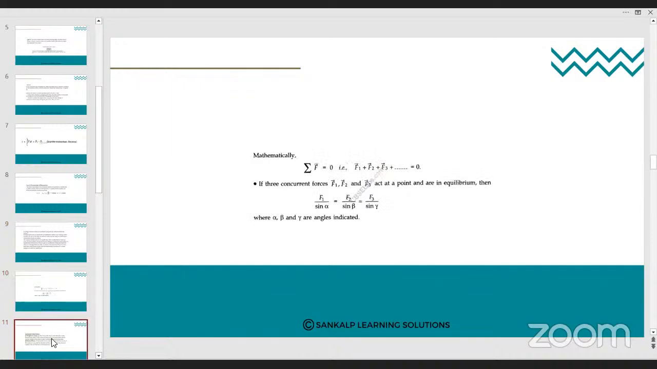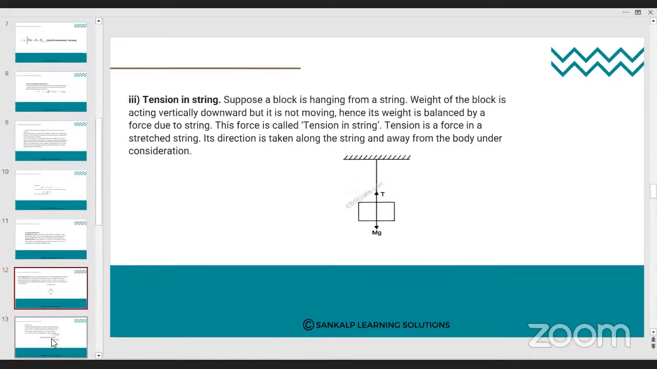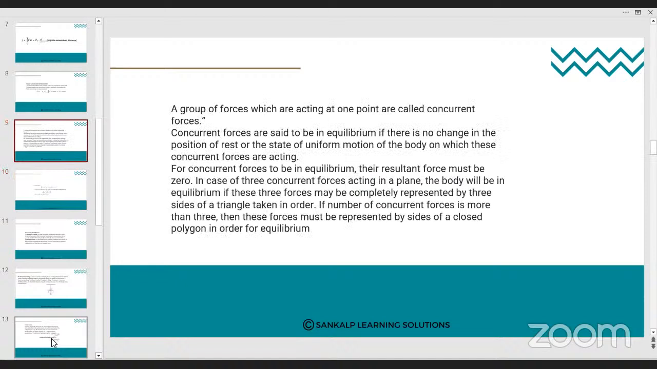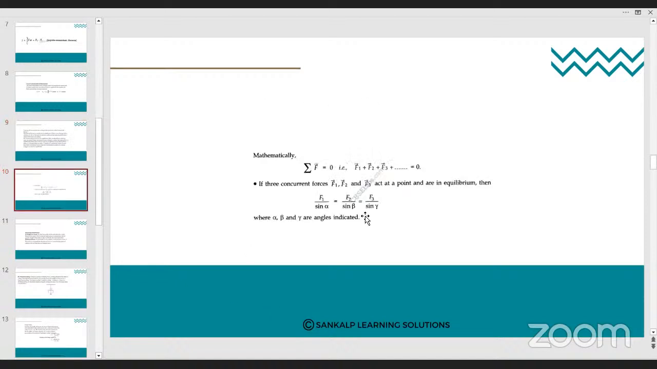Will check. No, the figure is missing. Okay, next class I'll show you the figure. So here the concurrent forces, F, the net force is 0. Here the figure will be shown something like this. The figure is there.